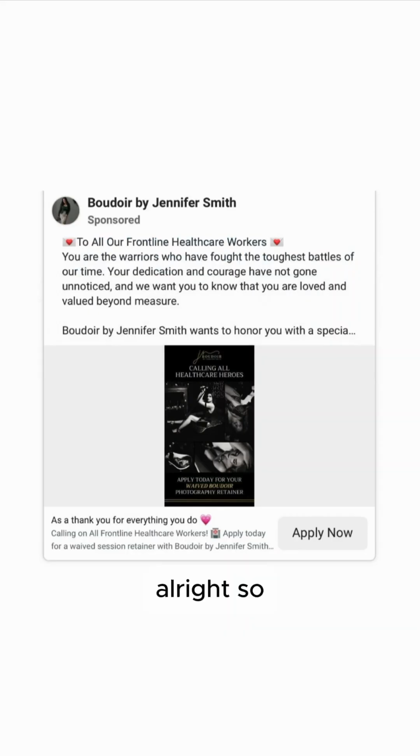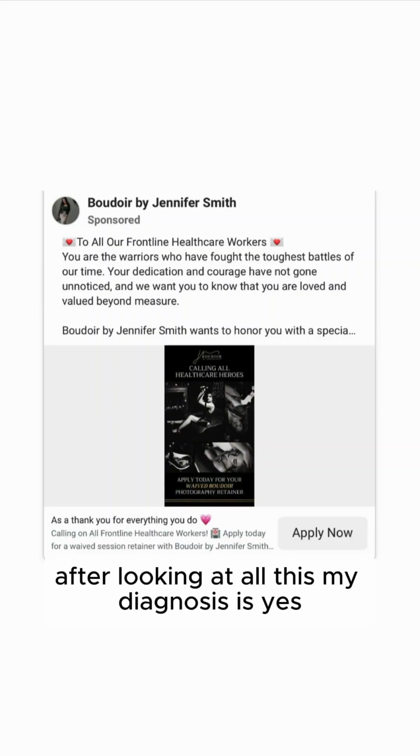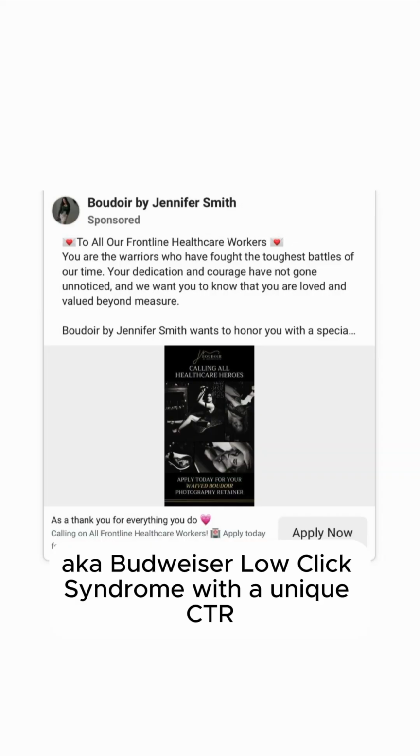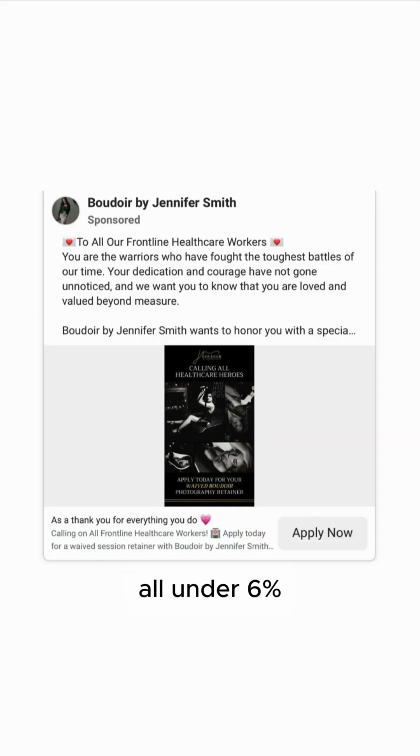All right, so after looking at all this, my diagnosis is yes, I do believe this Boudoir Facebook ad has BLCS, aka Boudoir low click syndrome, with a unique CTR all under 6%.